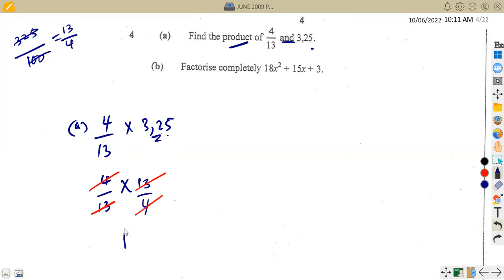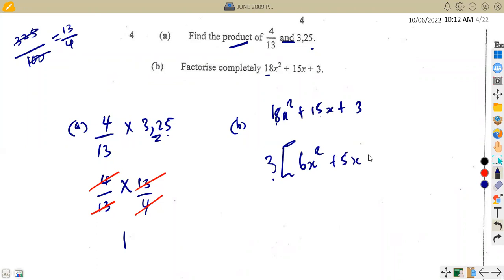Okay, the B part, factorize. So the first thing, cross-check on your factorization before you do so. Is there anything that is common between 18x squared plus 15x plus 3? Yes, 3 is common here, so that's the first thing to do. Factor out 3, which is common. So if I factor out 3 here, it's 18 divided by 3, which is going to be 6x squared. 15 divided by 3, which is going to be 5x, plus 3 divided by 3, which is 1. So this will be just 1 here.